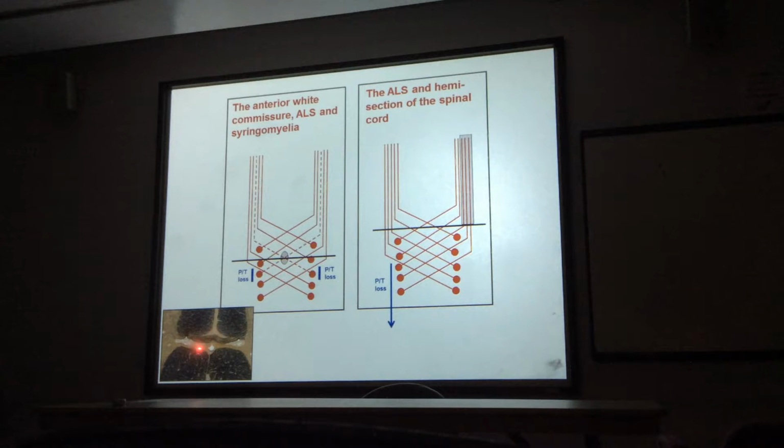So what this results in, if we have the damage right at this level to the crossing fibers, is that the defect the patient is going to experience, or the physician is going to see, is about 2 levels down, about 1 level below the actual damage, and will reflect only the fibers that are damaged in the anterior white commissure. So let's say there are 2 anterior white commissures damaged, the patient will have a little strip of anesthetic skin around the body. But below that point, it's going to be fine, because all the fibers down here crossed in the anterior commissure below that level.